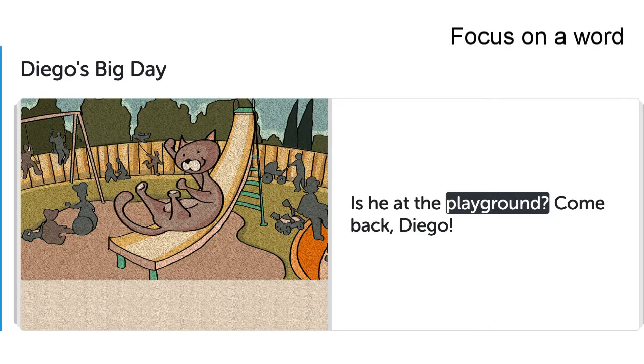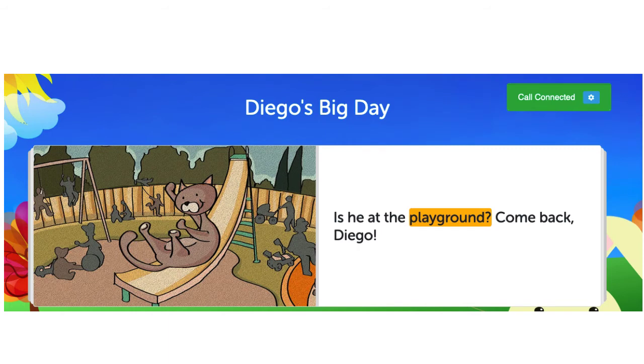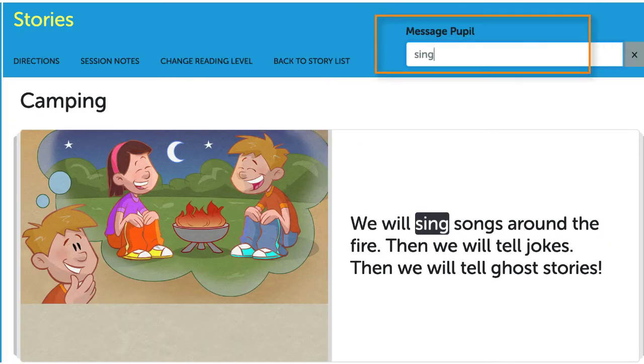This is a good way of taking the pressure off and modelling fluent, expressive reading. As you read, you may want your student to focus on a particular word. You can do this in two ways. First, you can click on a word on your screen which will highlight the word on the child's view of the page. Or you can show that word to your student by typing in the message box.